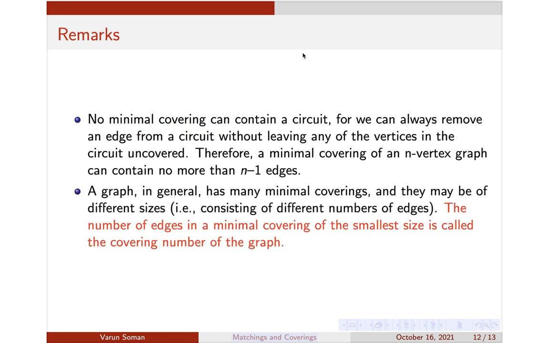Okay, and moving forward, as I told you, a graph can have minimal coverings, and some minimal covering will have the smallest number of edges. Such a number is called the covering number. So the number of edges in a minimal covering of the smallest size is called the covering number. What was the matching number? The number of edges in the largest maximal matching is called the matching number. Here it is the number of edges in the smallest minimal covering that is called the covering number.